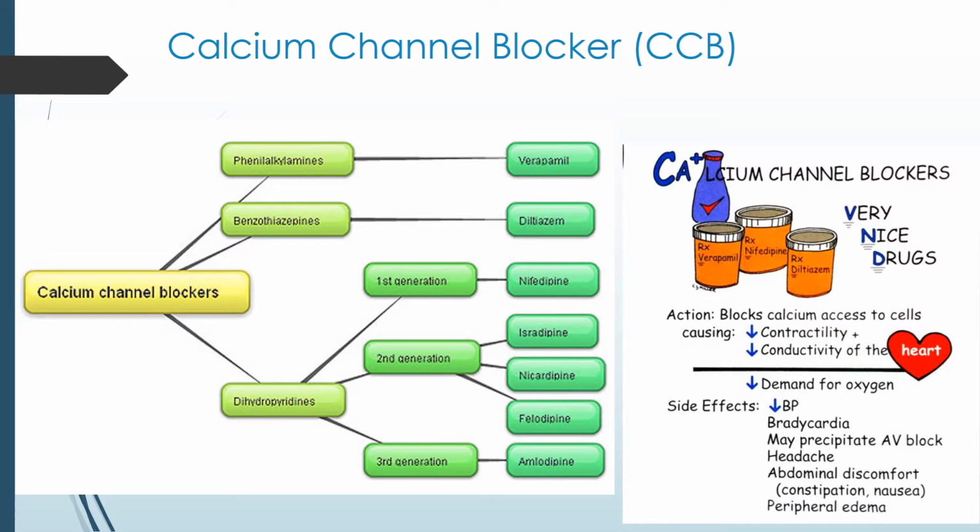Since our cardiac muscle is highly dependent on calcium influx during each action potential for its normal function, the action potential may be reduced or blocked by our CCB. This will cause a decrease in contractility and conductivity of our heart, thus decreasing the oxygen demand, which is beneficial especially in patients with angina. The side effect of our CCB is a decrease in BP. That's why it is also used to treat hypertension. It can cause bradycardia, AV block, headache, abdominal discomfort such as constipation and nausea, and also peripheral edema.